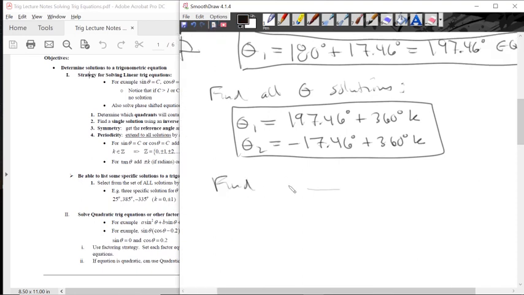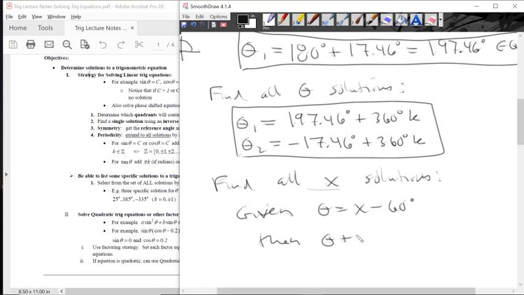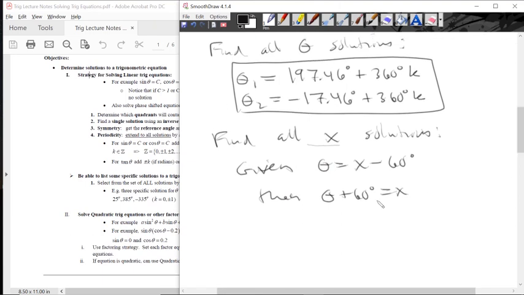So now we have to find all the x value solutions. Given that we said that theta was x minus 60 degrees, solving this equation for x means theta plus 60 degrees would equal x. So we can find out what x is. Let's say I find x1, for instance. x1 would equal theta 1 plus 60 degrees.